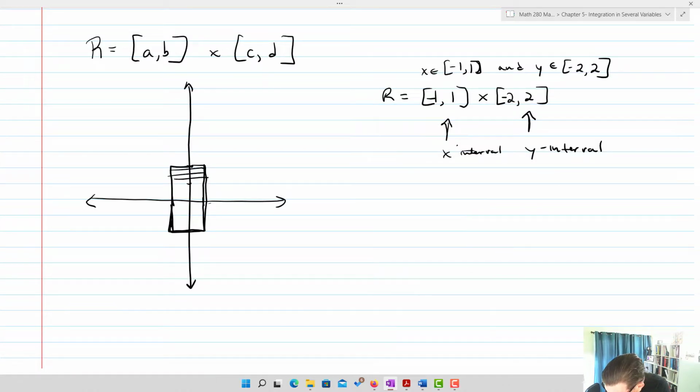Now, what this is, though, is the domain. Or, well, it's not really the domain. It's the region over which we're integrating. So these are going to be like the bounds for our integration.